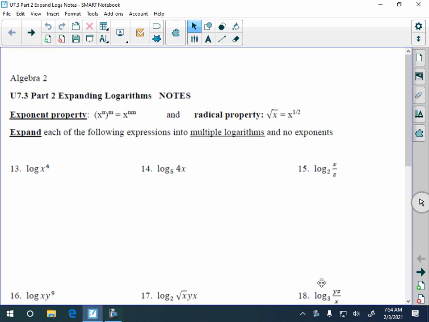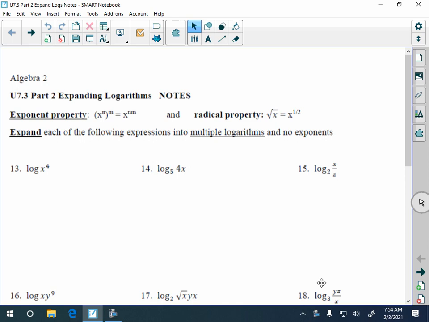All right, Algebra 2, let's finish up Unit 7.3. So this is Part 2, which is on expanding logarithms. In Part 1, we were looking at condensing it into a single logarithm or a number if we could simplify it. And now we're going to do the reverse. We're going to expand it out into as many logarithms as we can.